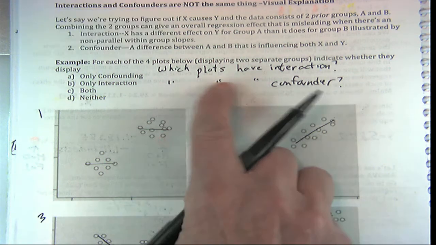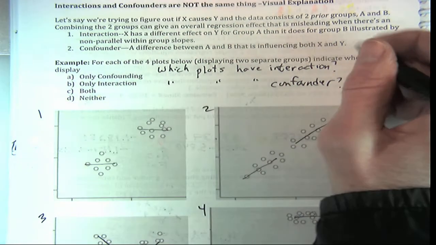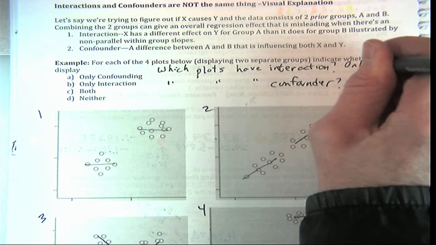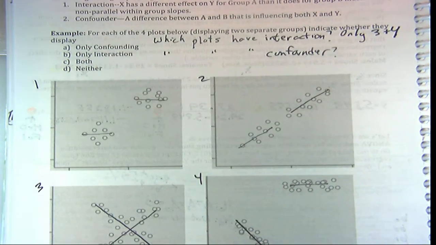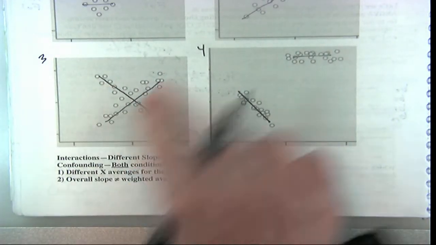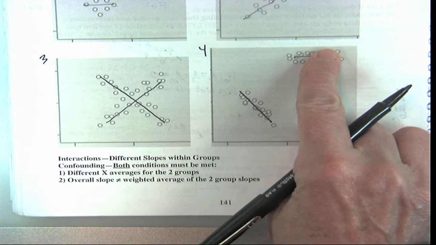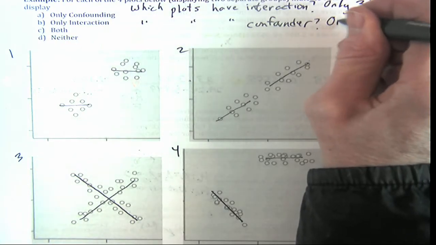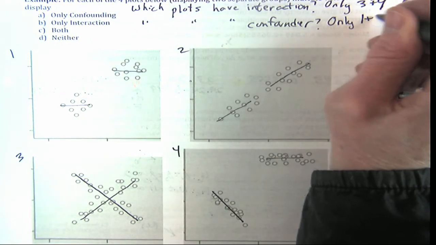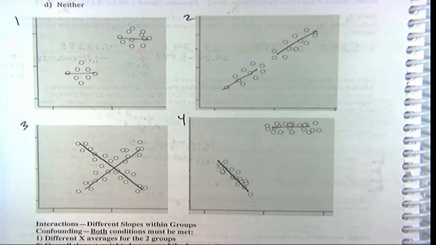Okay, so which plots have the interaction? This was only 3 and 4. Right? Because you could see these are the only ones that have different group slopes. Different group slopes. Now, which ones have confounders? And the answer is only 1 and 4. And let's think about why. We didn't really go over this, so I didn't expect you to get it right.